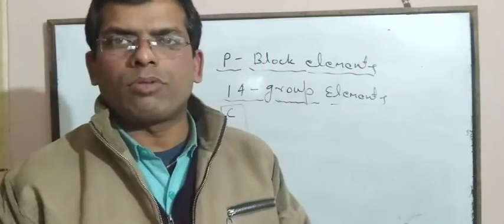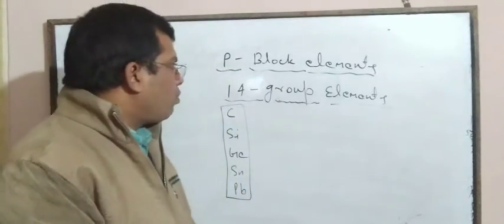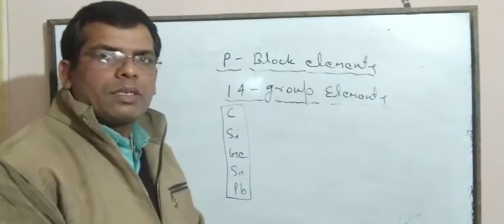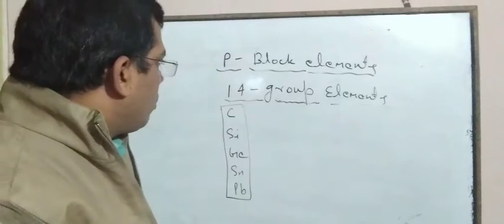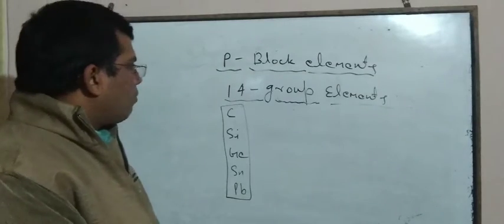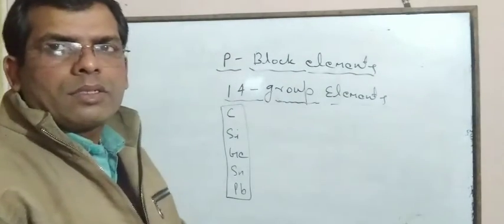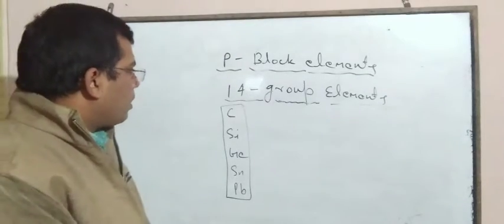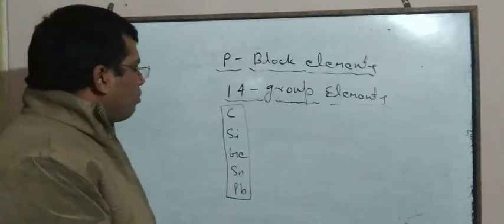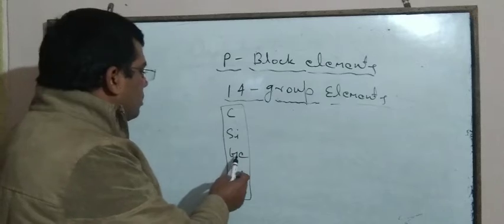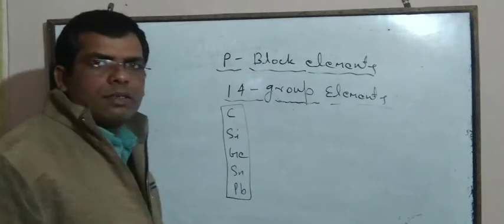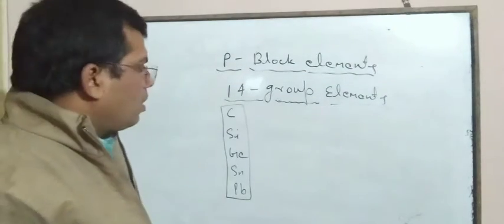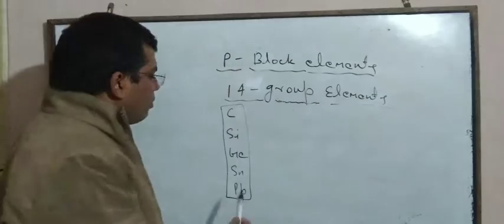Hello dear students, today we will discuss the group 14 elements, that is the carbon family. In group 14, carbon, silicon, germanium, tin and lead are present.